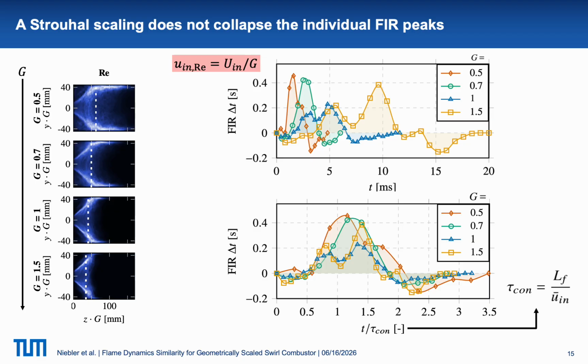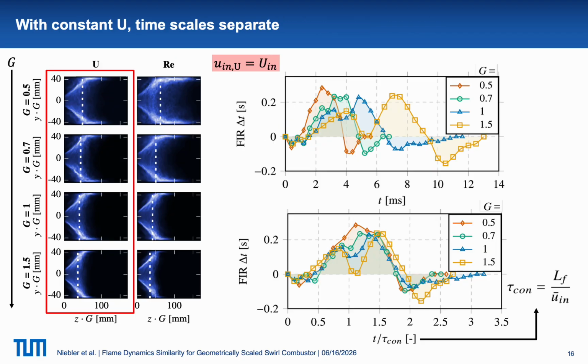And the reason for that difference is what we have shown earlier, that the flame lengths do not coincide. So the normalized flame length for the Reynolds criterion is not preserved.